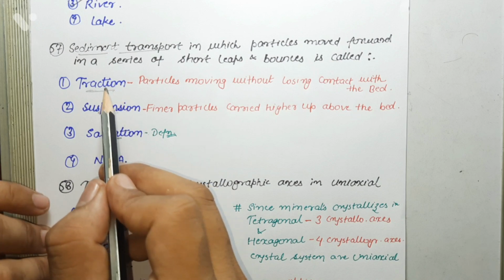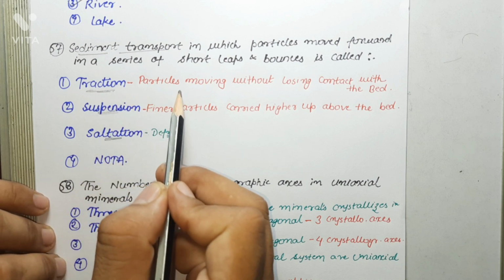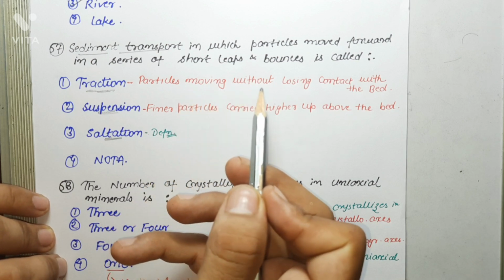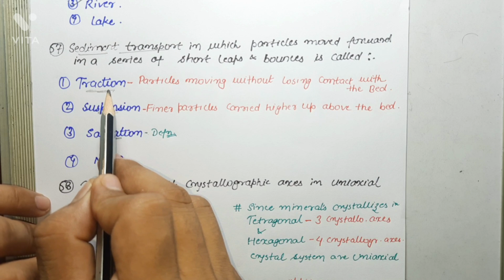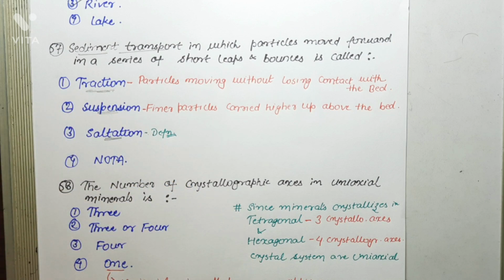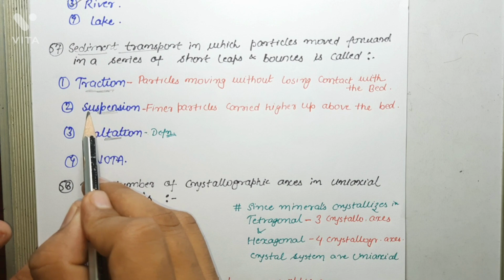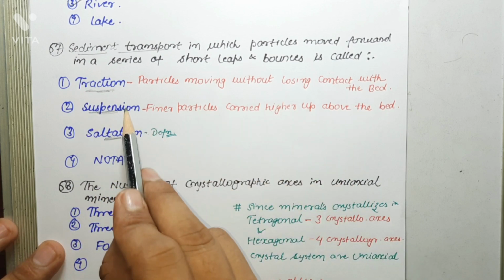Say for example, what is traction? Traction is where particles move without losing contact with the bed. Okay, that is known as traction, or you can say rolling. It includes rolling of large and elongated grains, sliding of grains past each other, or creep. Now suspension, what is suspension? In which finer particles are carried higher up above the bed, that is known as suspension.